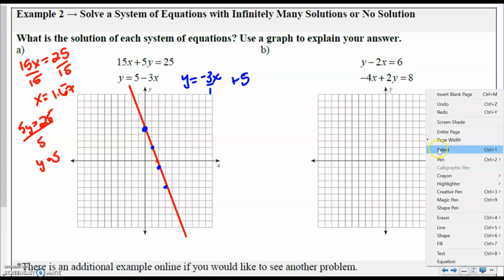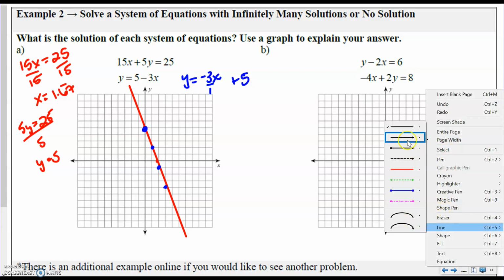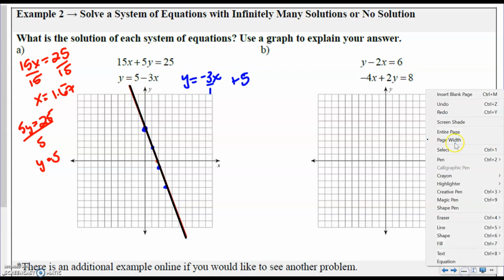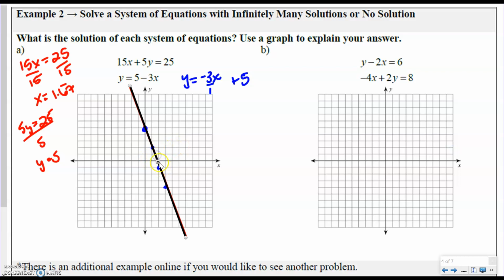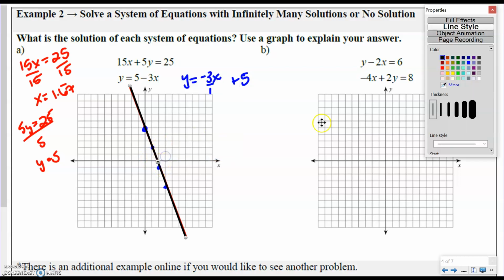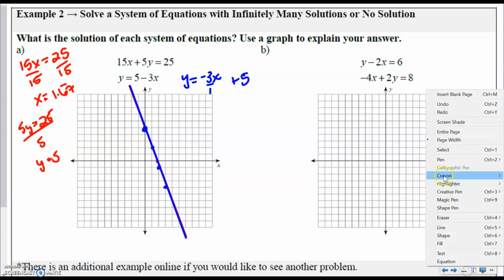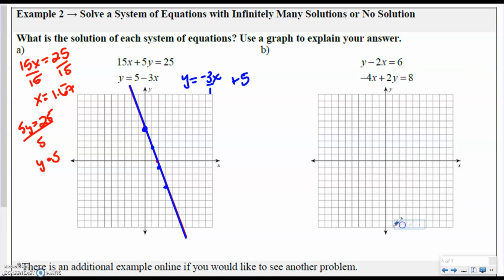Now, hopefully you're noticing that that second line that I just drew goes right on top of that first line. When this happens, that means that they're always touching and that they're depending on each other. Okay, so wherever one goes, the other one goes. This is a situation where we have infinitely many solutions, and you can actually write infinite solutions for your answer there.